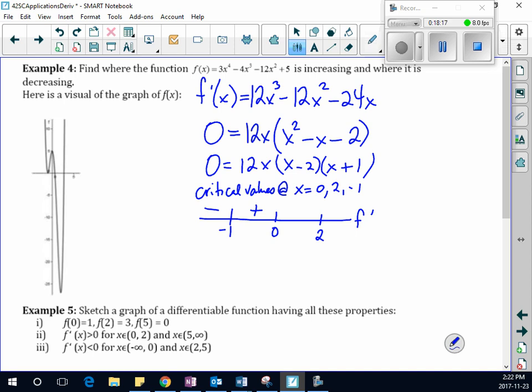Okay, so now I'm going to put, say, 1 in there. 1 I get positive. 1 in there I get negative. 1 in there I get positive. So I get negative. I'm going to put, say, 3 in here. 3 goes in there. Positive, positive, positive. Okay. So what does that mean?